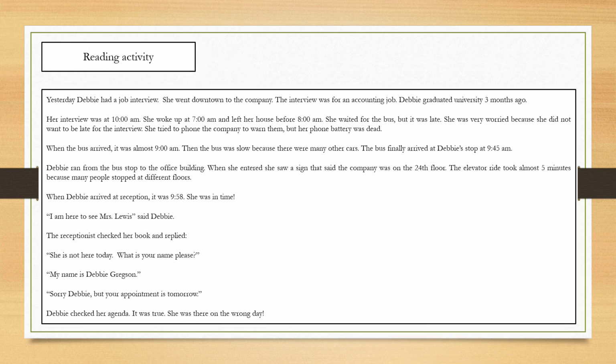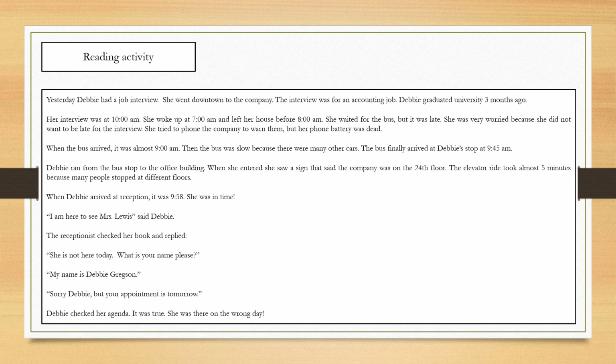Well, let's pass to a reading activity. I am sure you will understand better in context. For example, if we read here: yesterday Debbie had a job interview. She went downtown to the company. The interview was for an accounting job. Debbie graduated university 3 months ago. Her interview was at 10 a.m. She woke up at 7 a.m. and left her house before 8 a.m.